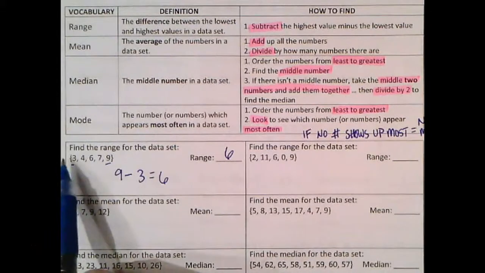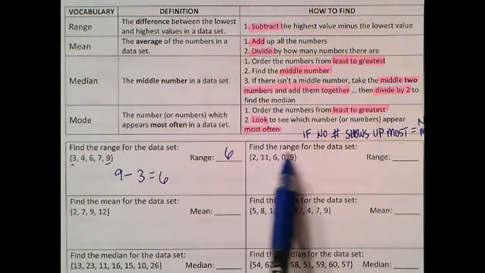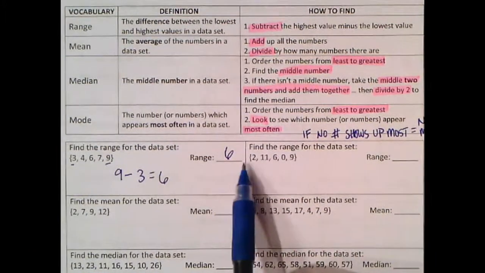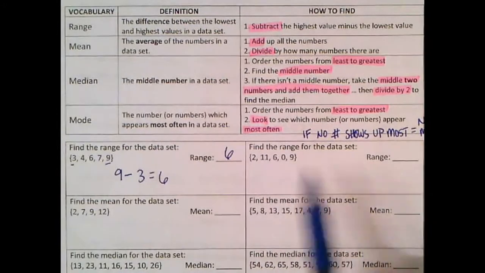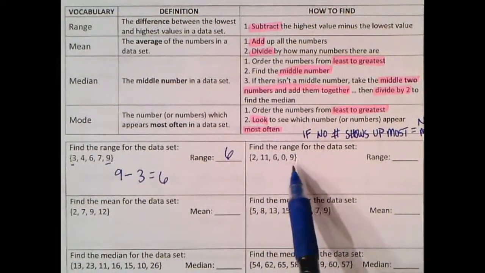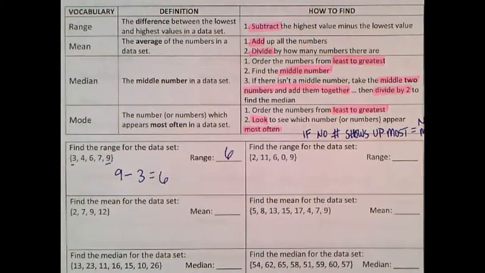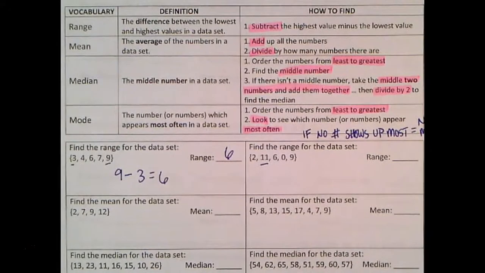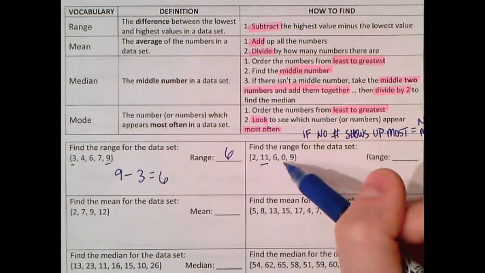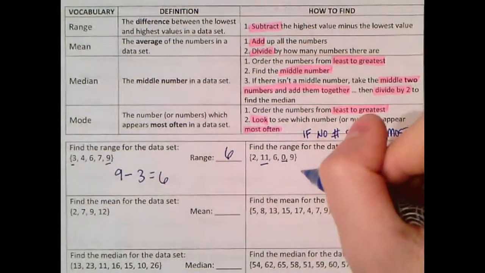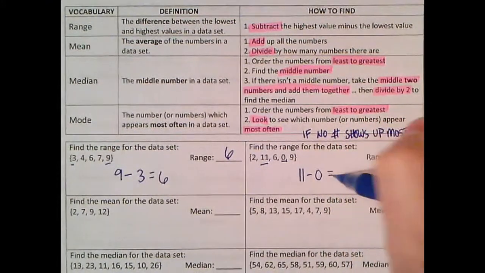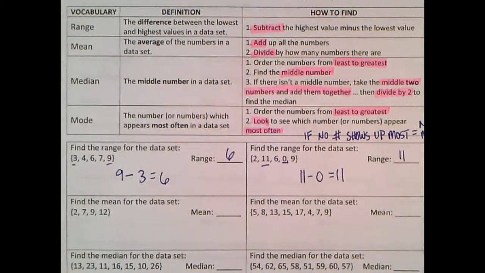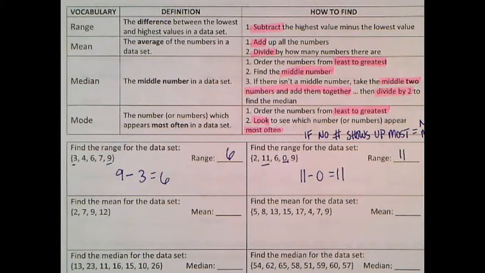This one happened to be already ordered least to greatest, but if you take a look at this one, we're finding the range. It's not in order. We do not need to place them in order to find this. If it will help you, please do it, but we do not need to. So find the largest value, our highest value in that data set. It's 11. And then you're also going to find the lowest value, which is 0. So you're going to take 11 minus 0, and you get 11. Pretty straightforward, easy subtraction, especially with smaller numbers like that. All right.